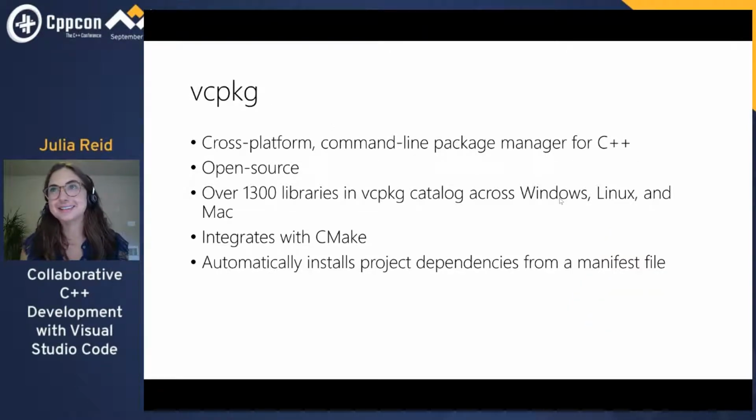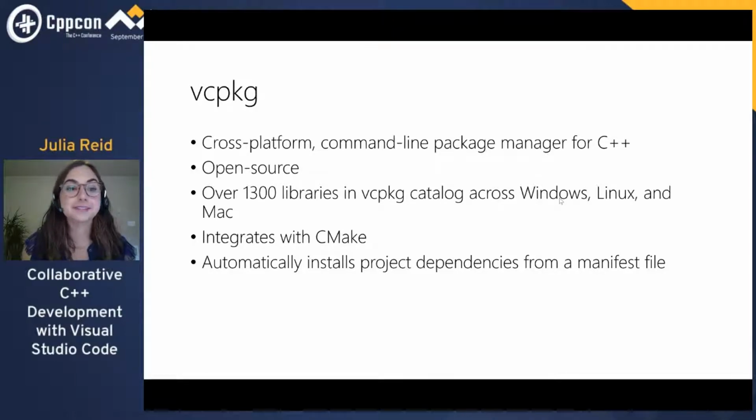The next tool I'll talk about is vcpkg. vcpkg is a cross-platform command line package manager for C++. So we recommend using a language package manager like vcpkg as opposed to a system package manager like Brew or apt install. This way, you can set your project up to automatically install dependencies using vcpkg, and it'll do that across platforms. You don't need to use a different mechanism to install dependencies depending on what machine you're using. There are over 1,300 libraries in the vcpkg catalog across Windows, Linux, and Mac, and they are all routinely tested against each other to ensure a high-quality compatible catalog.